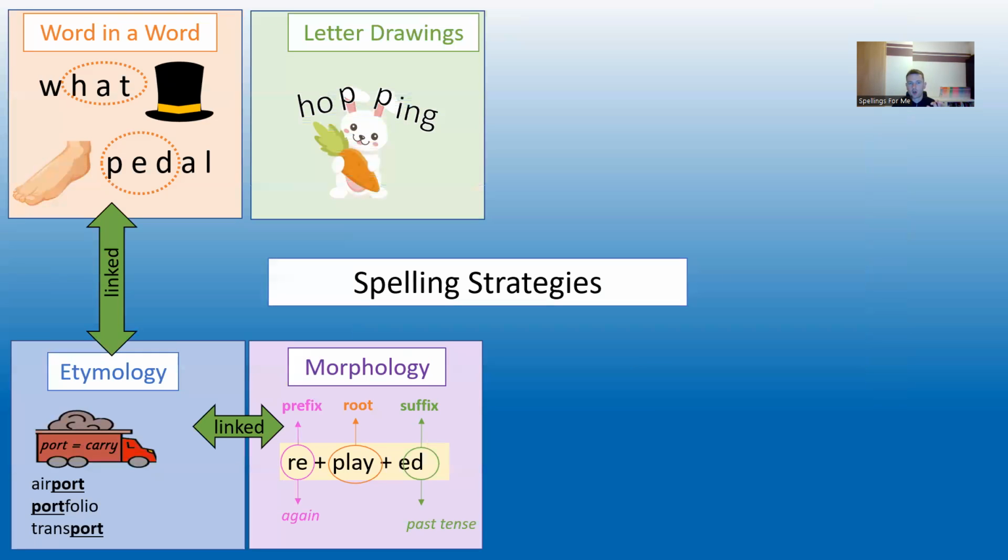So the next strategy we're going to talk about is letter drawings. It's quite simple. They associate an image with the spelling that they are learning. This can be an image that they draw. However, in a lot of cases, we see that students pull this out of magazine clippings, newspaper clippings.